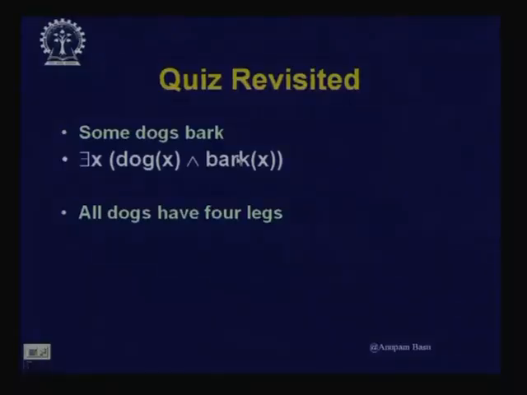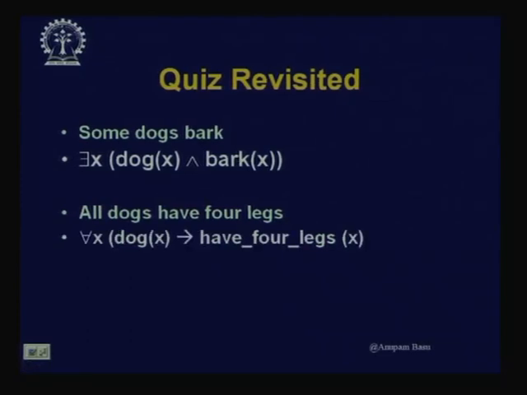The next example that was there is all dogs have 4 legs. All dogs have 4 legs. Now, this can be represented as for all x, dog x implies have 4 legs x.